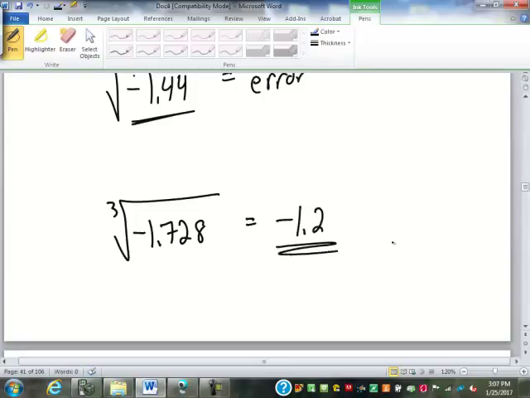So remember that. Even powers are always going to give a positive result. But because of that, you cannot do the even root of a negative number. Odd powers will give you back whatever sign you started with. Because of that, you can do an odd root of a negative number.